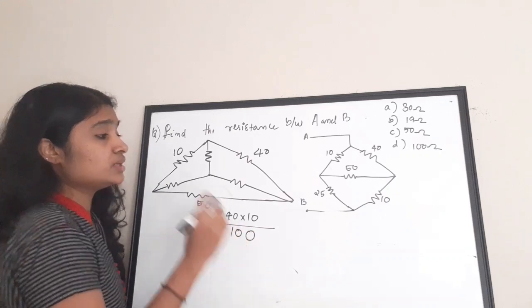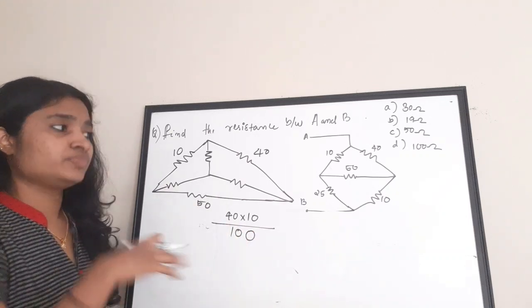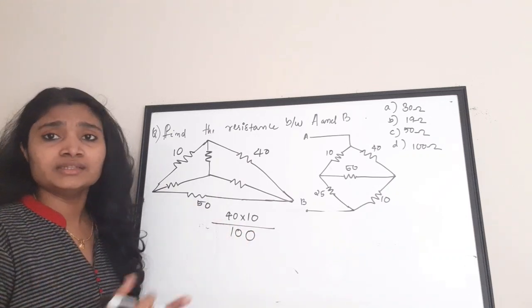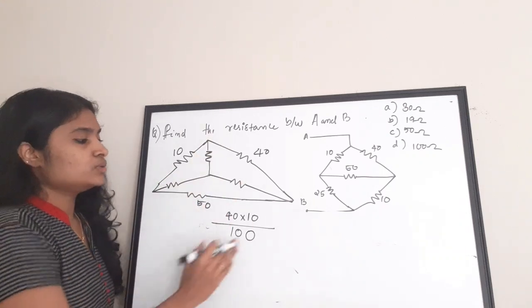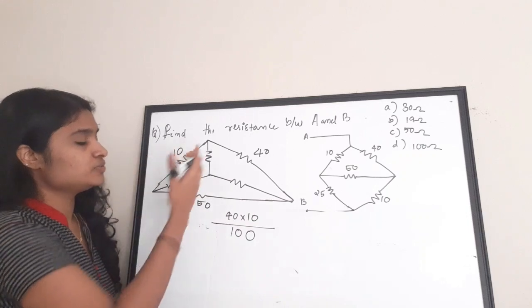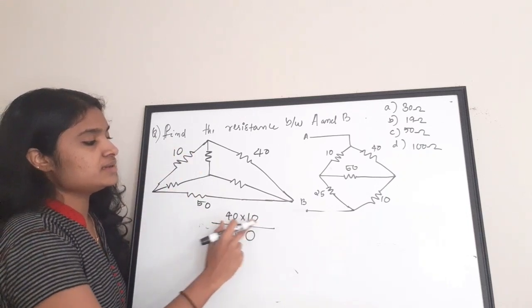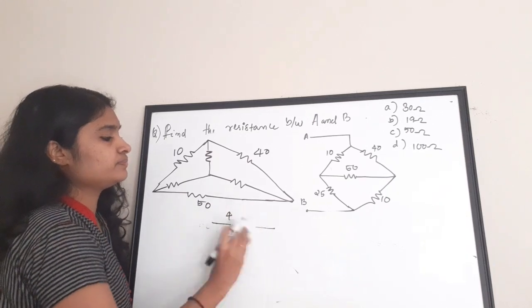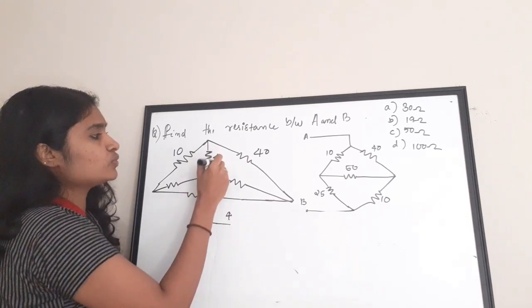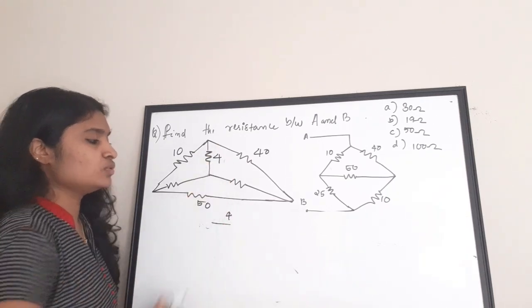So if the delta to Y conversion is to be applied, the value of the resistors will be easy to solve to have this conversion. Okay, so 40 into 10 by 100, that is equal to 4, right? So this value is 4 ohm. All the values are in ohm.